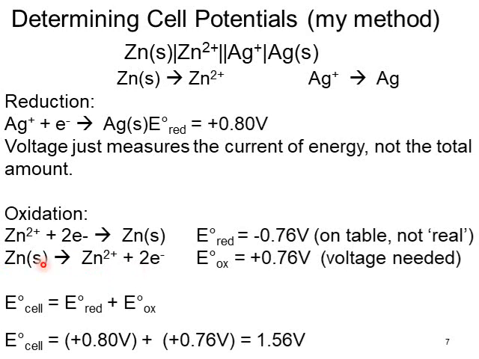So, if we flip around this reduction to an oxidation, this gives us the voltage needed for the reaction as written, right? And that's most important, is what we currently have.